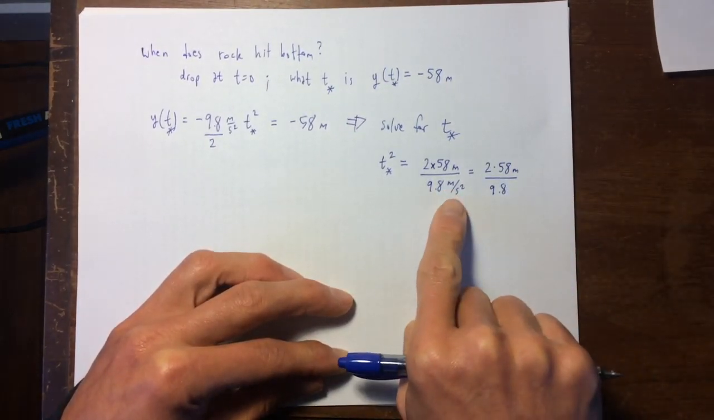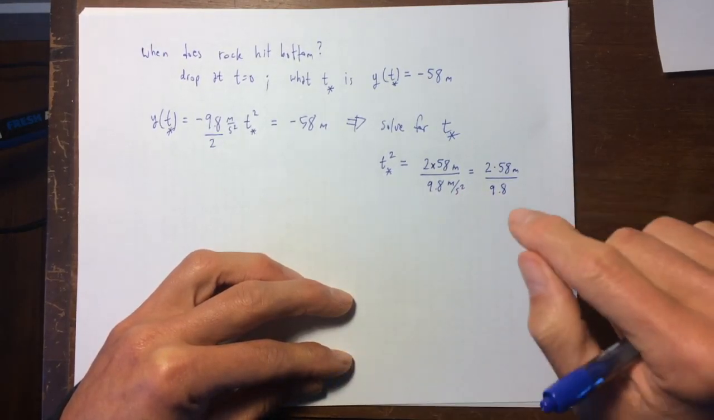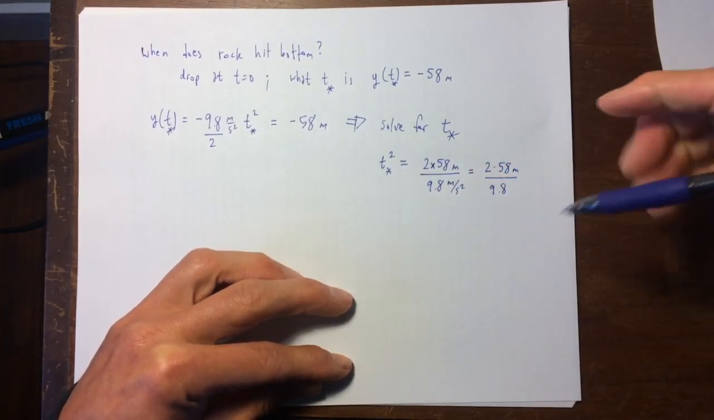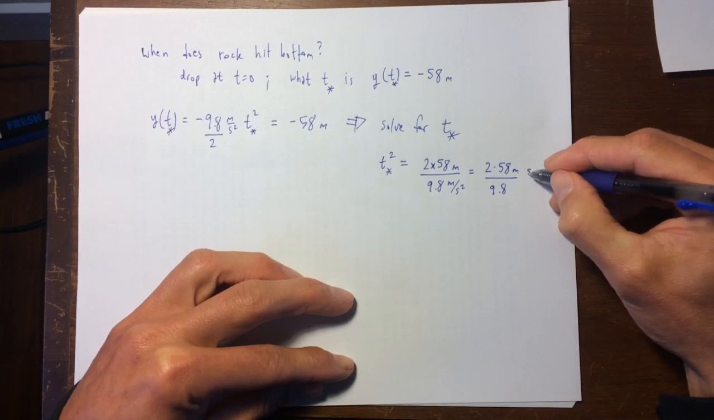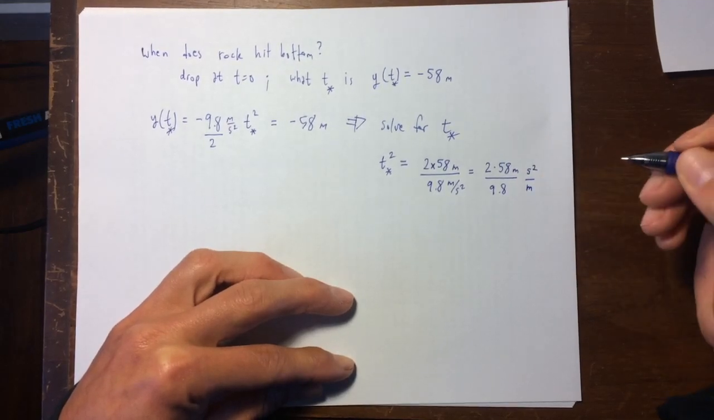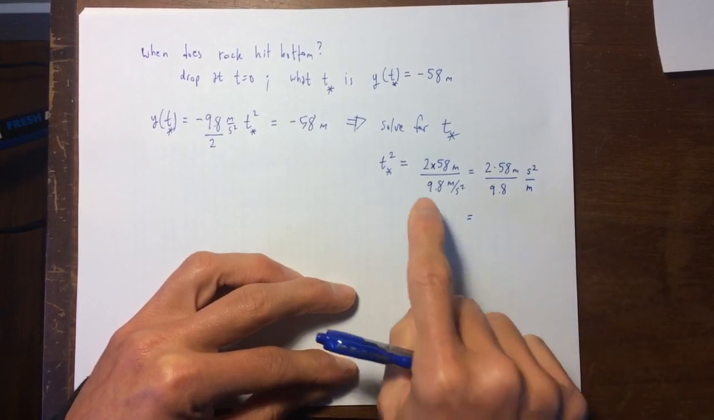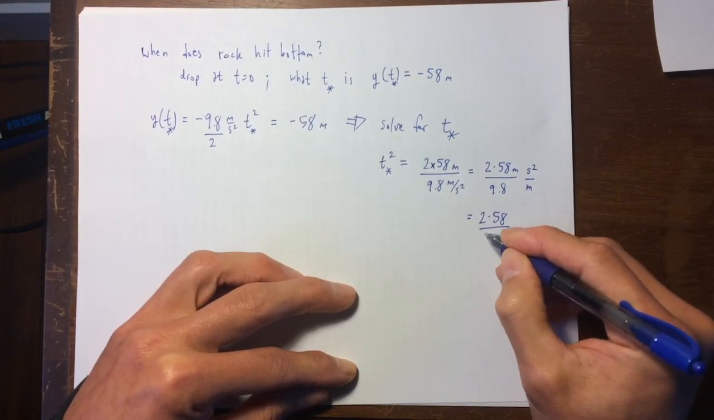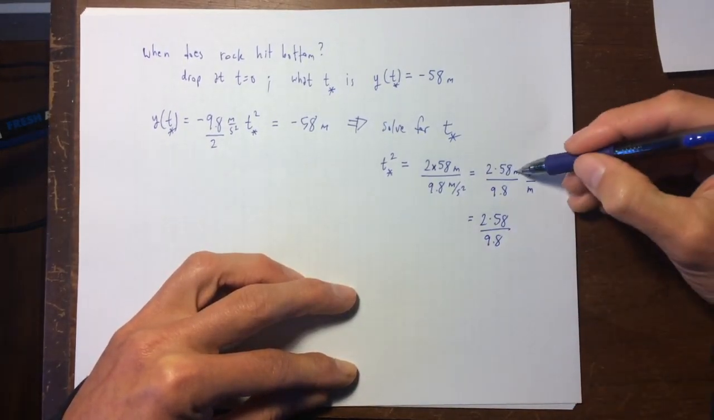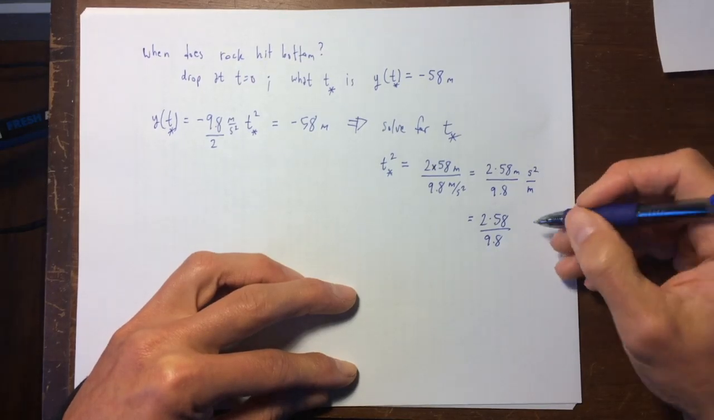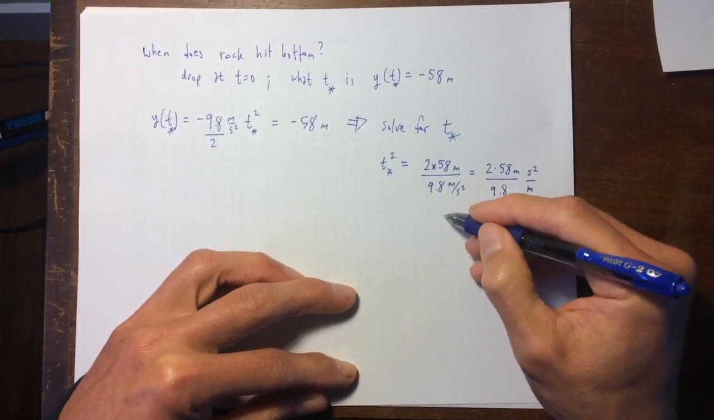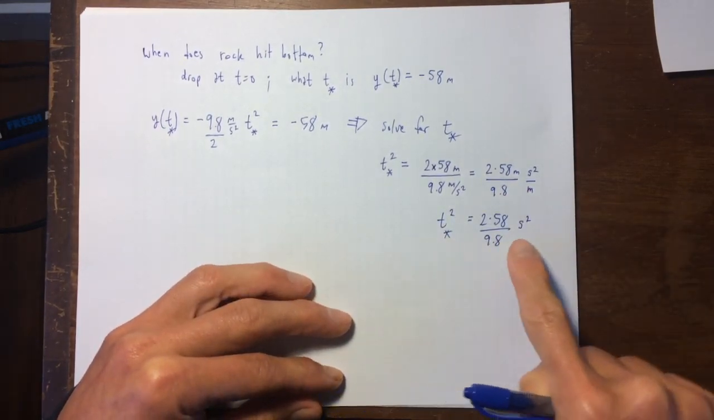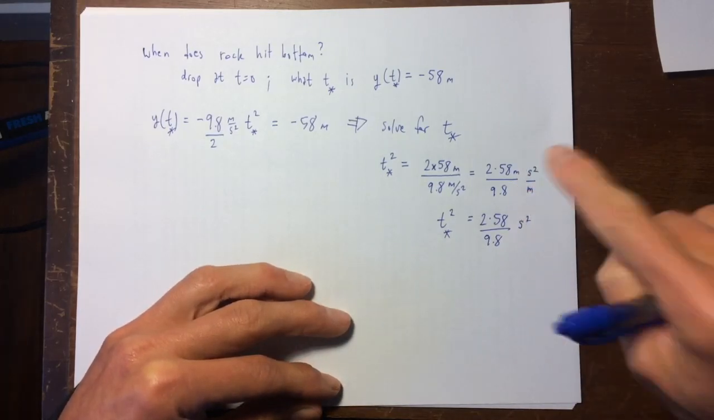So the thing about the meters per second squared on the bottom is, when you divide by a fraction, that's the same thing as multiplying by the inverse of the fraction. So this is multiplying second squared per meter. And the reason I'm doing this is because I'm making sure of the units. So 2 times 58 divided by 9.8, meters divided by meters times second squared. So this is what the square of a particular time is, and so it better be units of second squared, and I just showed you that it is.